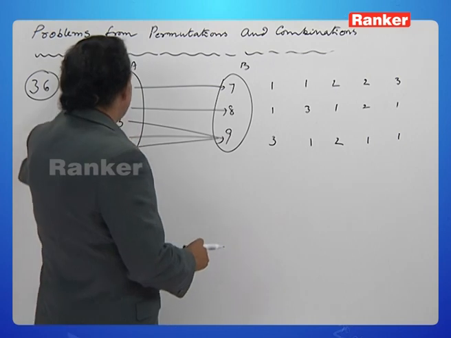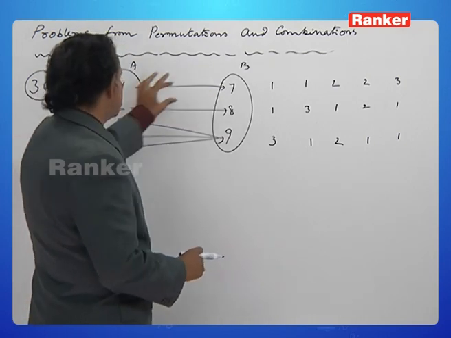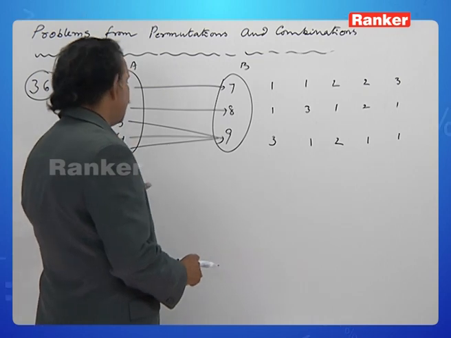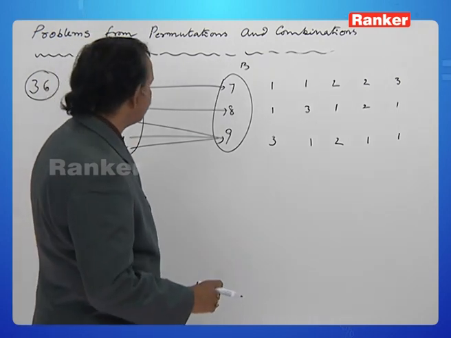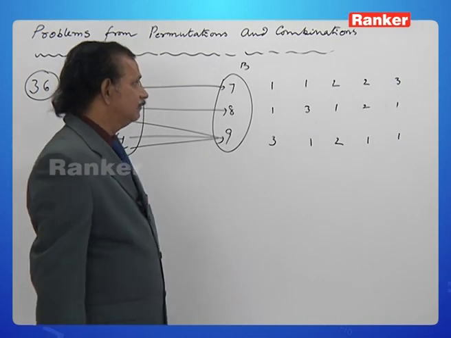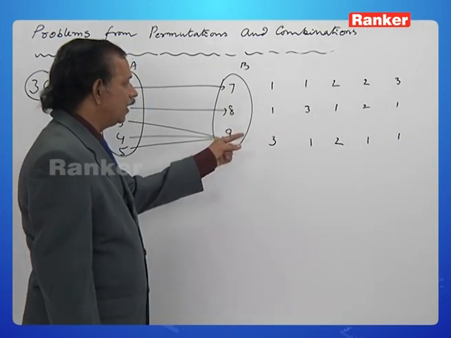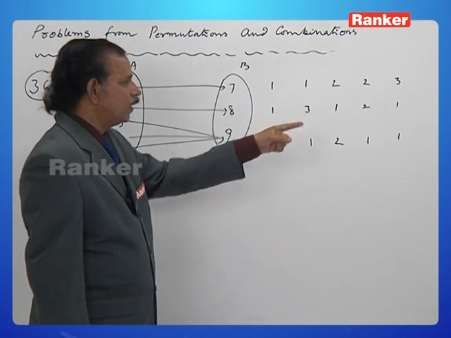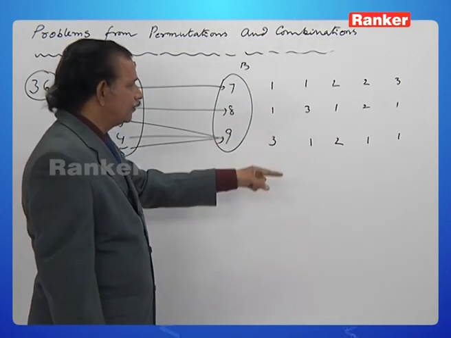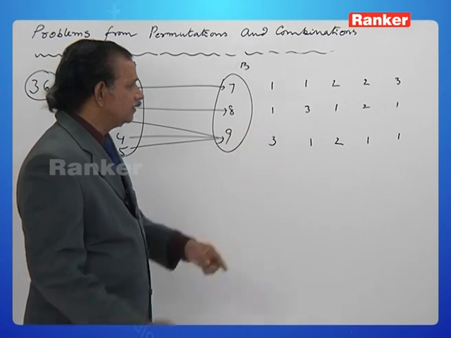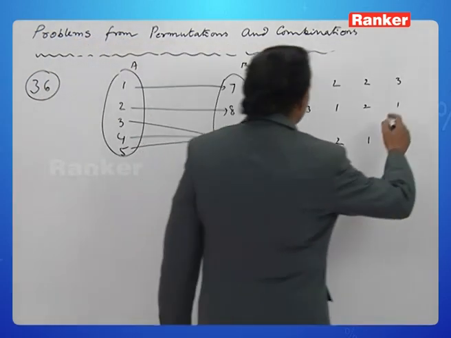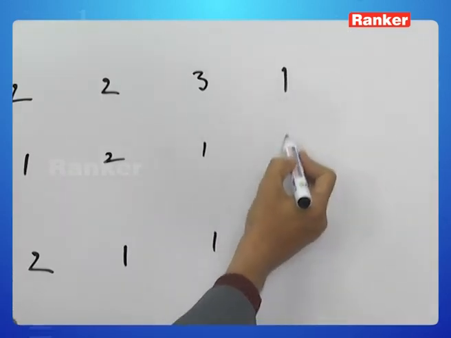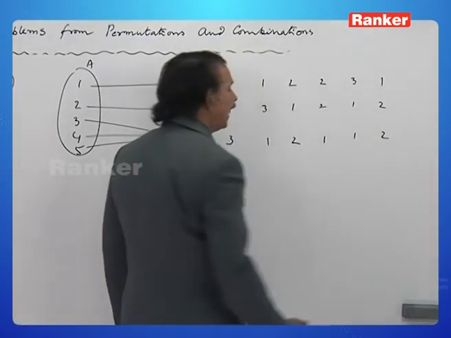What is that? F of 1 is 7, F of 2 is 7, F of 3 is 7, and F of 4 is 8, F of 5 is 9. Like that. 1, 1, 3, 1, 3, 1, 3, 1, 1, 2, 1, 2, 2, 2, 1, and again one thing is missed here. 1, 2, 2. That might also happen.